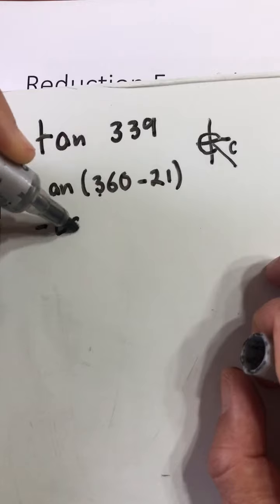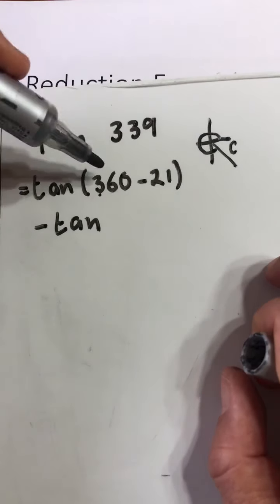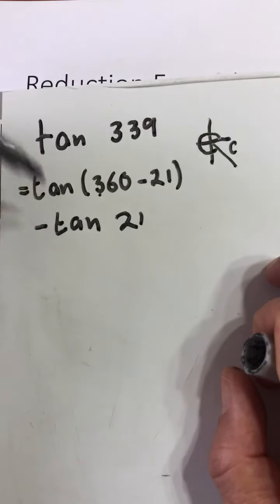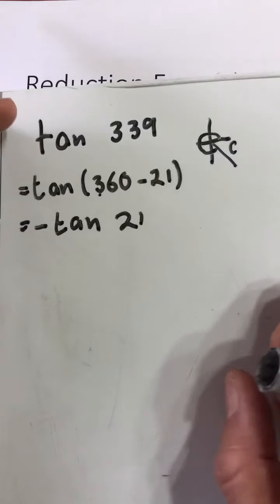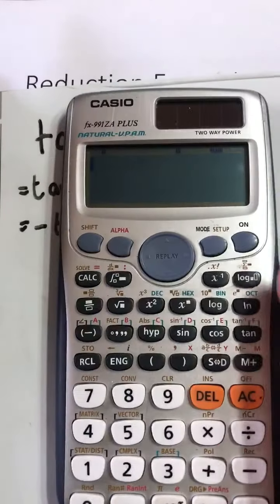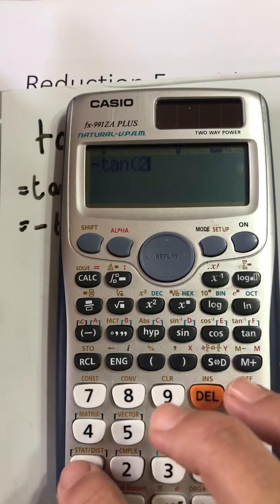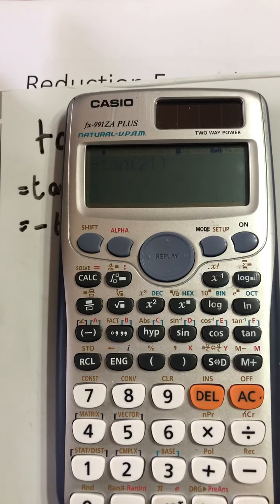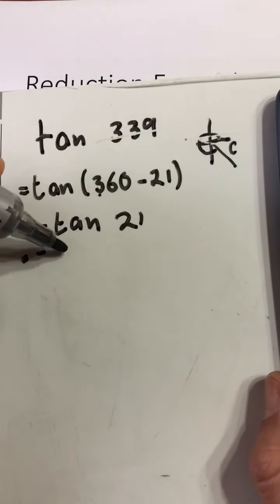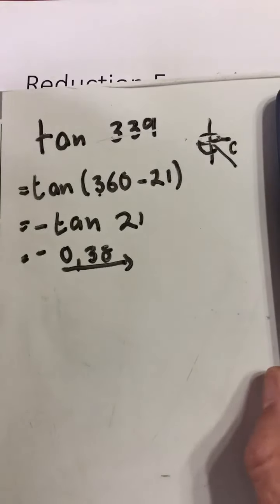Then my function is tan, and then I can reduce 360 minus 21 to 21. If you had to simplify that further, you could simply do that in your calculator. So you would just say negative tan 21. Remember, they've given you the angle, you want the ratio, and the answer to that is negative 0.38 to 2 decimal places.